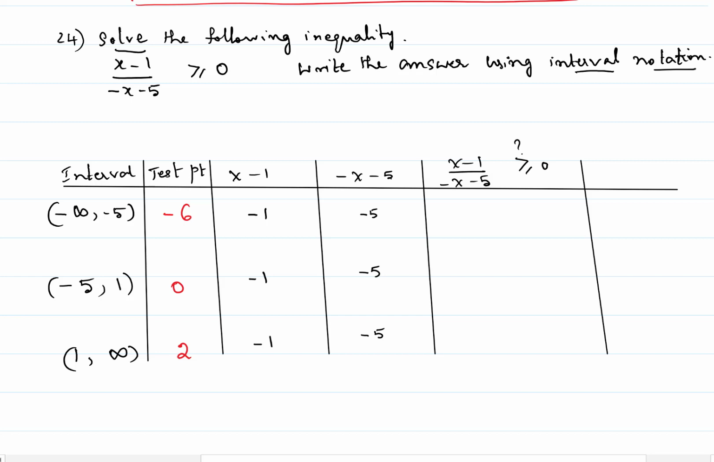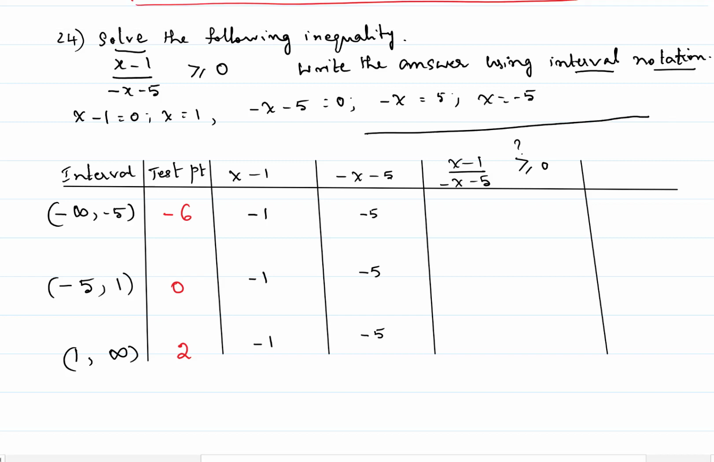So we have to get two numbers by setting the numerator to 0 and the denominator to 0. Setting the numerator to 0 gives x equal to 1. Set the denominator to 0. That would give us negative x equal to 5, or x equal to negative 5. So now you draw the number line with these points on it: x equal to 1 and x equal to negative 5.